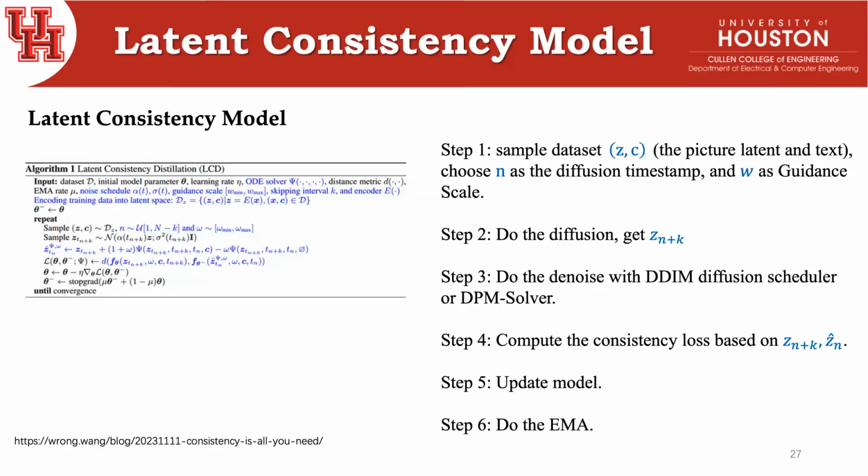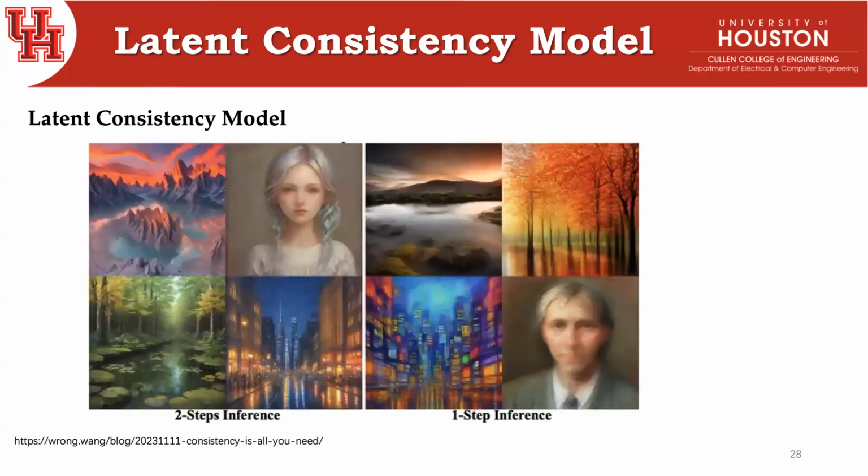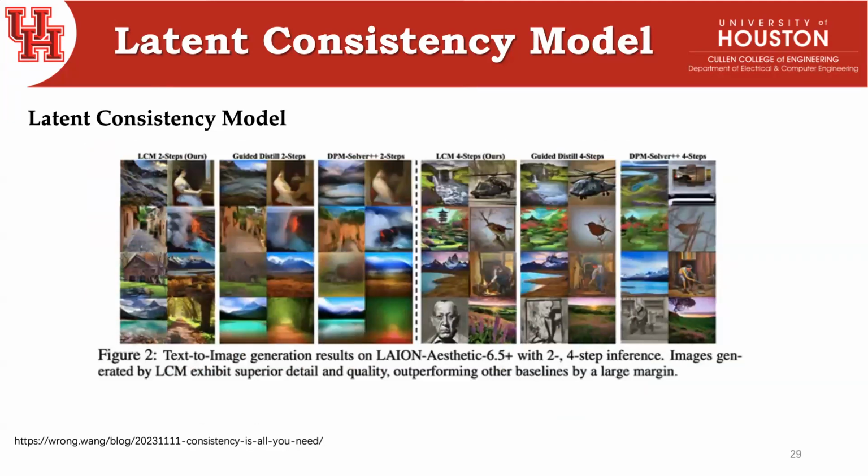Actually, EMA is a very good tool in deep learning. Deep learning models can average the parameters and get more stable models. So as we can see, the latent consistency model will only use maybe 2 steps or 1 step to generate very, very good pictures.